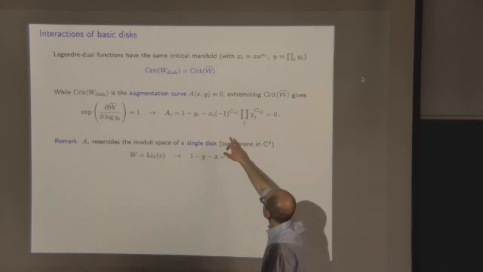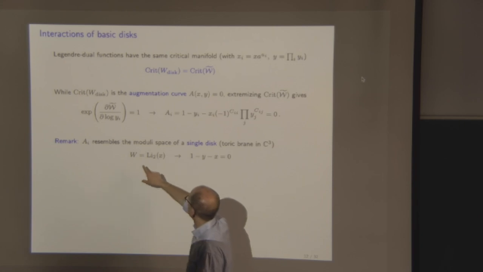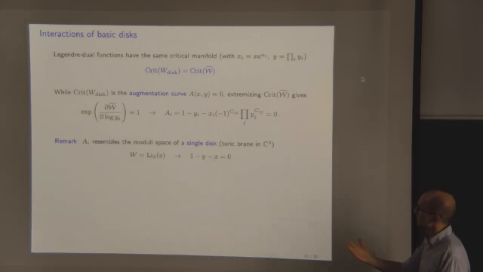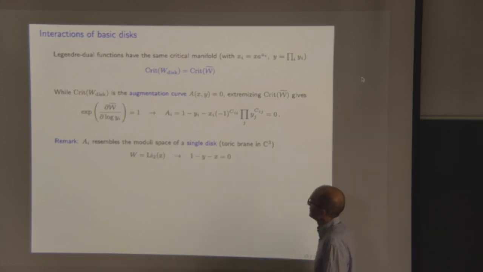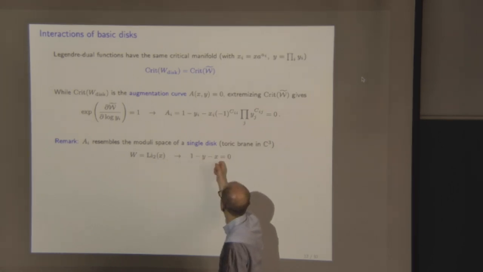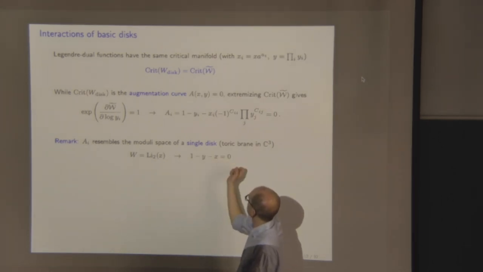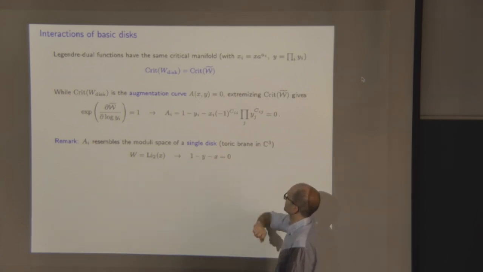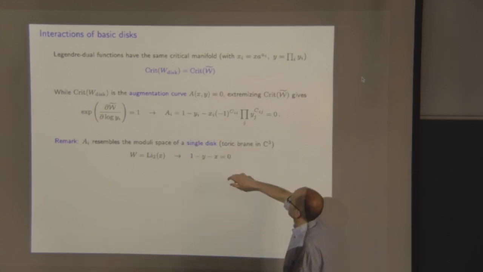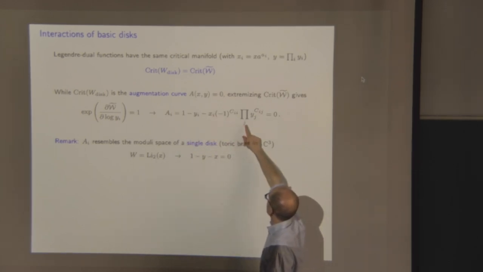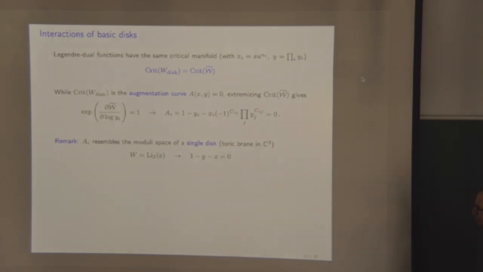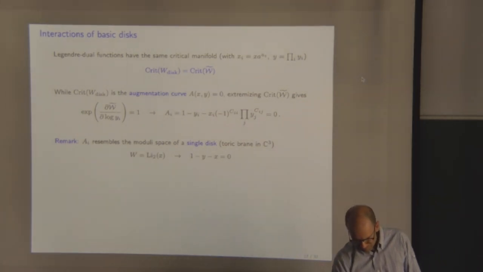And to understand the content of this equation, observe that if you have a potential with a single dilogarithm, so a single M2 brane, then the resulting moduli space, the resulting critical point set, would be 1 minus y minus x. So this is almost what these look like, except that here x is corrected by yj to the cij, if you forget about the sign. So what does that mean?